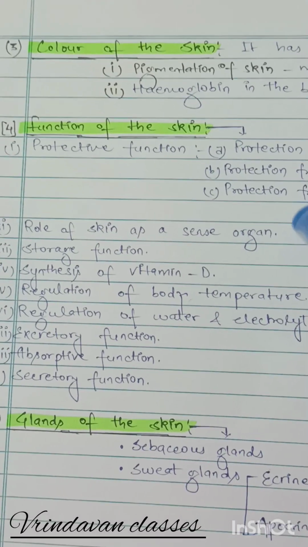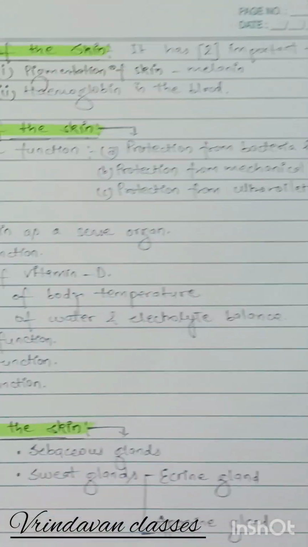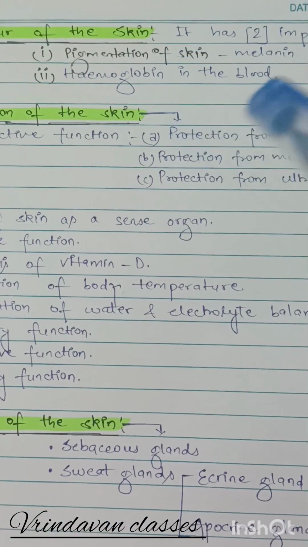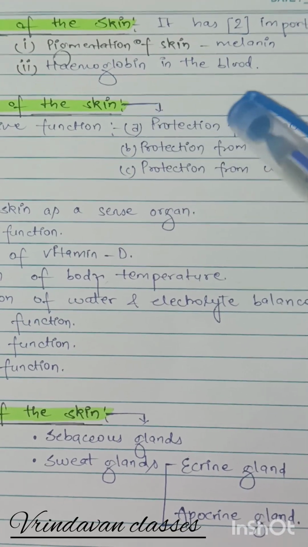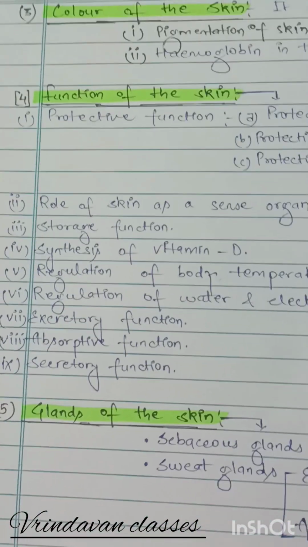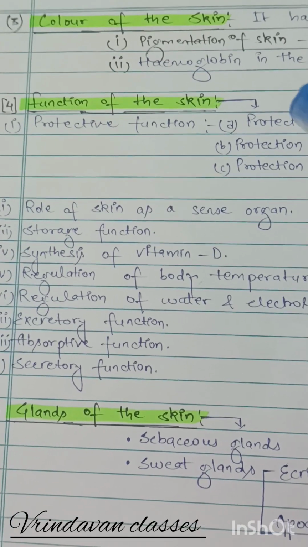Now let us discuss the color of the skin. It has two important factors: the pigmentation of the skin, which provides the melanin color, and the hemoglobin in the blood, which also provides the skin its color.